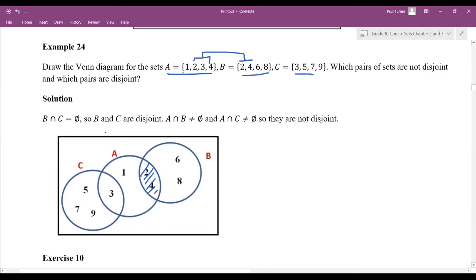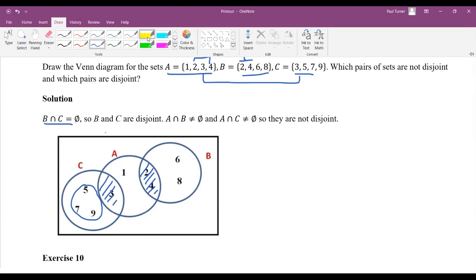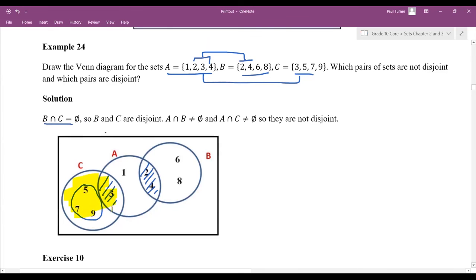3 is shared with A, but 5, 7, 9 is by itself here. So if you drew the diagram, you can see that B intersects C, it doesn't. You can see that because the elements are not shared, because I've got this one here, which is C, and B, which is way over there. They don't even touch at all. So we say that the sets are disjoint. B and C are disjoint.